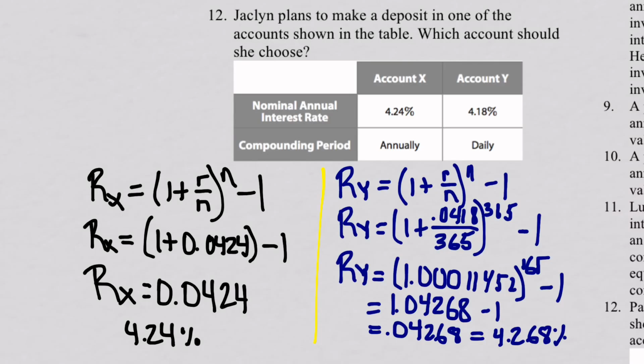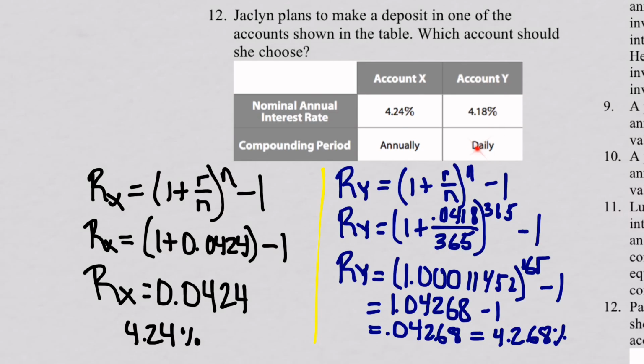Right, so here's the answer. For account X, it's compounded annually. So this is actually something very important to see. If the account is compounded annually, that means N equals 1, once per year. So it really is just 1 plus R minus 1, which ends up being that your answer is R. Your nominal interest rate, 4.24%, is the same as your effective interest rate, 4.24%, because it's only compounded once per year. So it's actually the exact same thing.